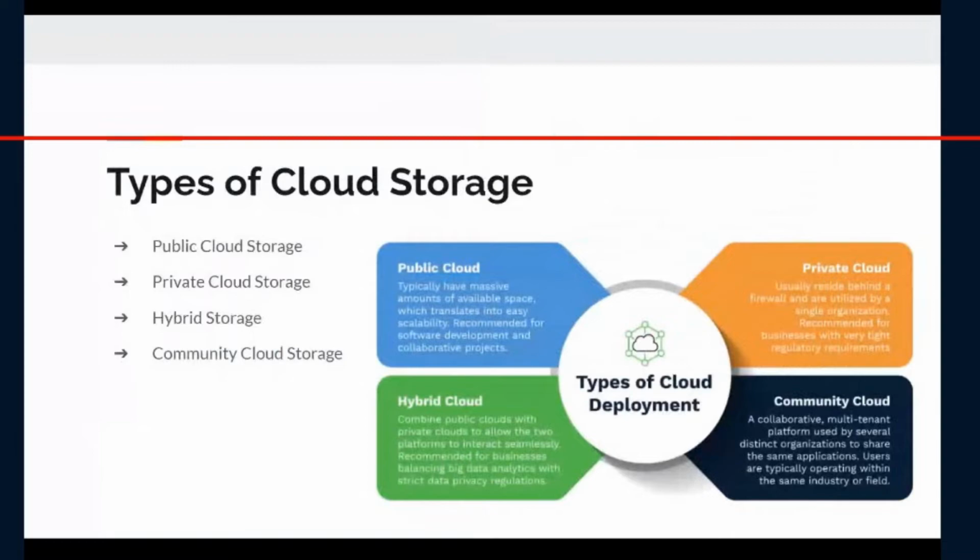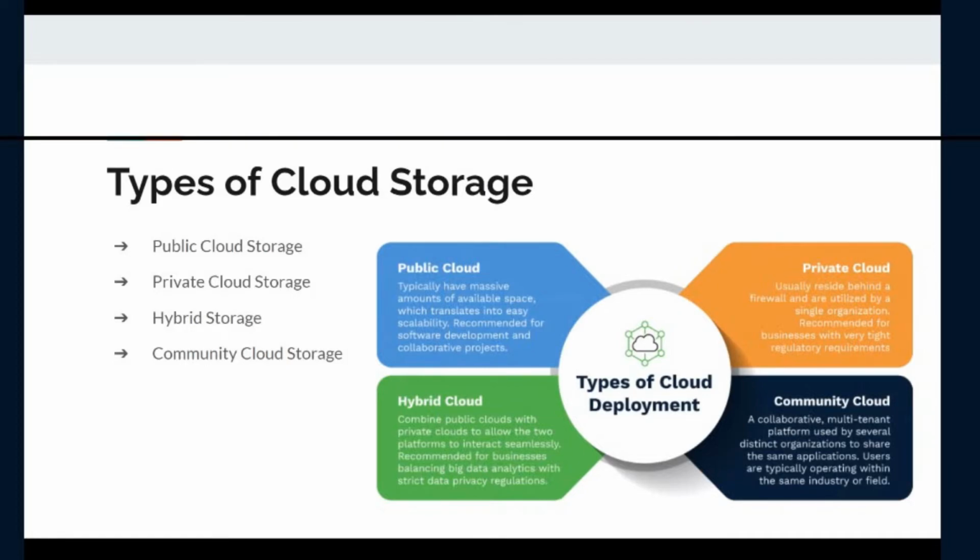Public cloud storage typically has massive amounts of available space, which translates into easy scalability, recommended for software deployment and collaborative projects. Private cloud storage usually resides behind a firewall and is utilized by a single organization, recommended for businesses with very tight regulatory requirements.